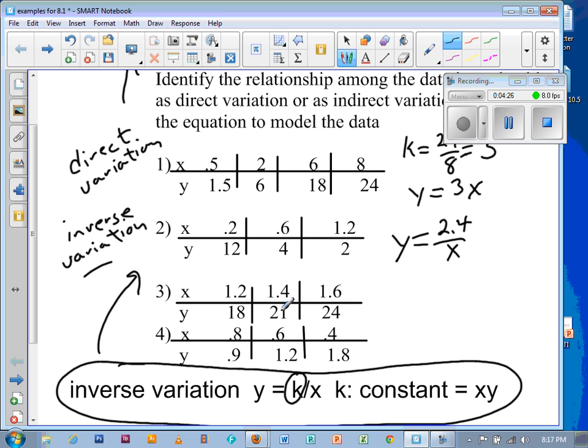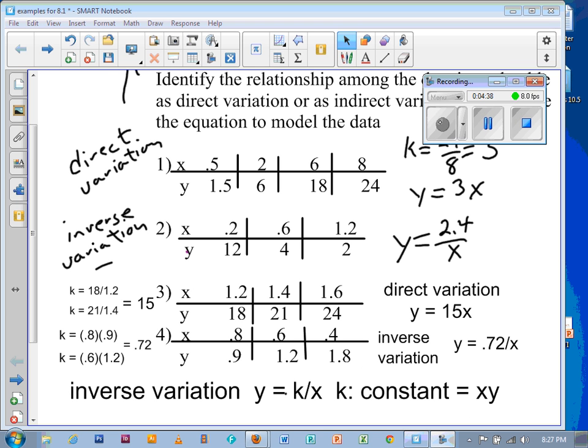Now, I'd like to have you take a moment and do 3 and 4. Tell me if it has inverse variation, direct variation, or neither. And when you're done, I'll have everything worked out and we'll go over your results. Okay, welcome back. As you can see, I worked out problems 3 and 4. Hopefully you agree with my answers.